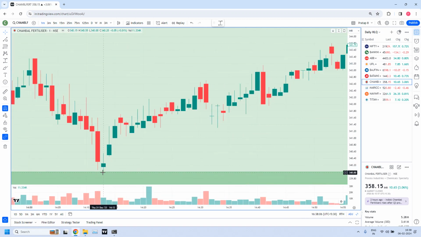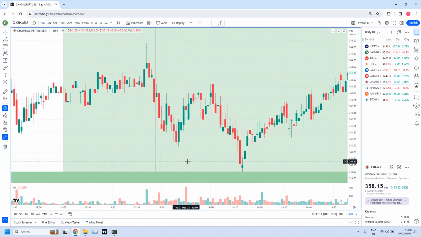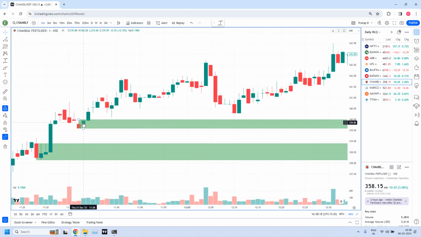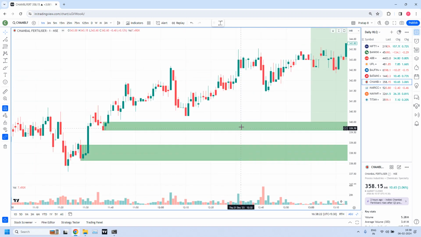Is it really touched the proximal? Maybe it would have touched the proximal line. See, what is the low of this candle? What is the price? 340 rupees. And what is the high of this candle? 340 rupees. That means just touched, the prices didn't go inside.